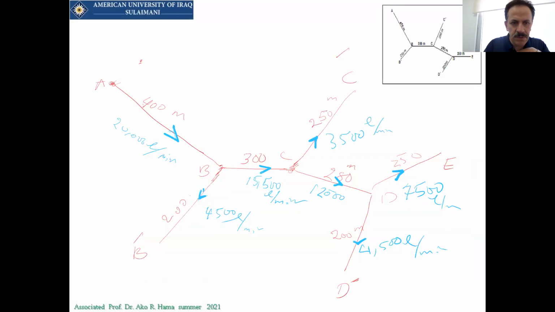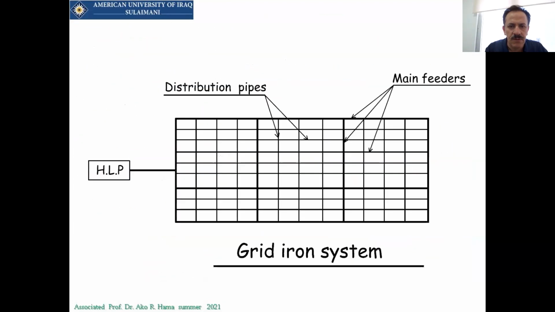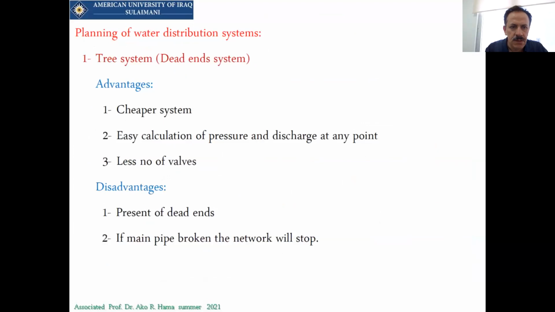The example that we mentioned in the previous lecture, this was the example. The method that we analyzed this example with is, first of all, a tree diagram. We say that we have different types of water distribution networks. We have a tree system. The tree system means that you have a line, then there will be another line, and another line, and so on. It looks like a tree.